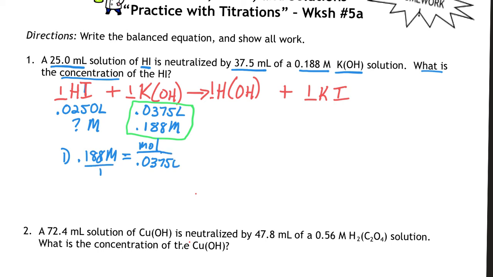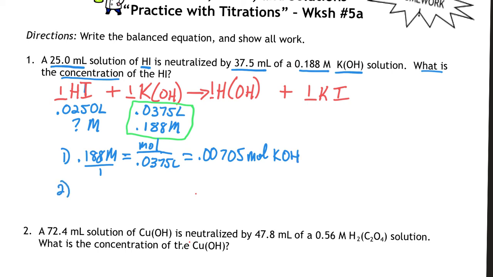Remember, I can cross multiply that. I'm just going to put a 1 under it. Cross multiply, and pause the video here so I can put this in my calculator and I'll get you the answer. So what you're going to get is the number of moles is 0.00705 moles. And that's going to be of my known, which was KOH.